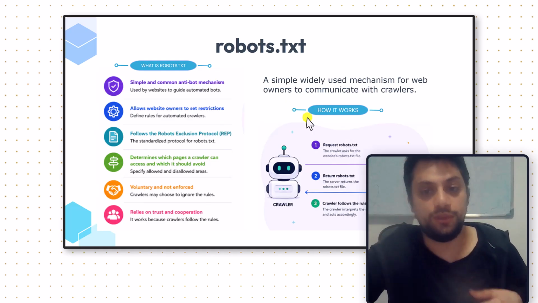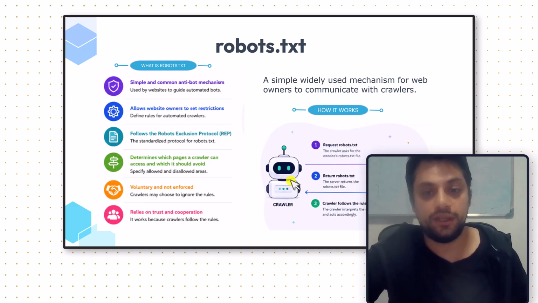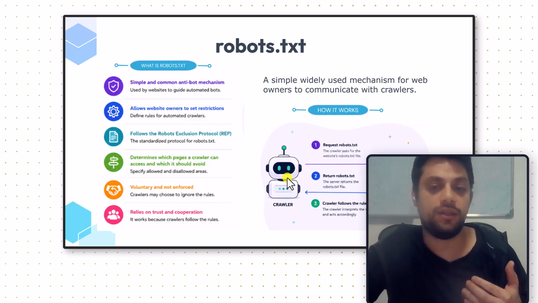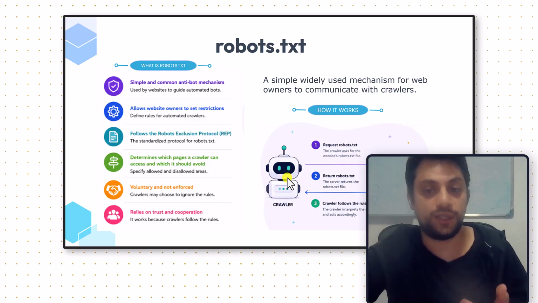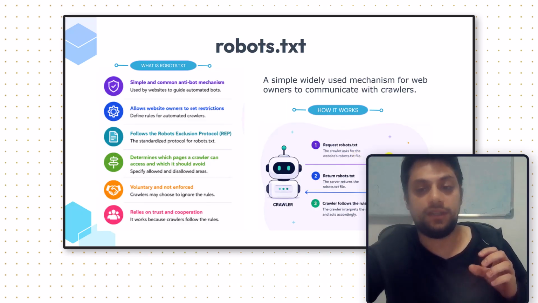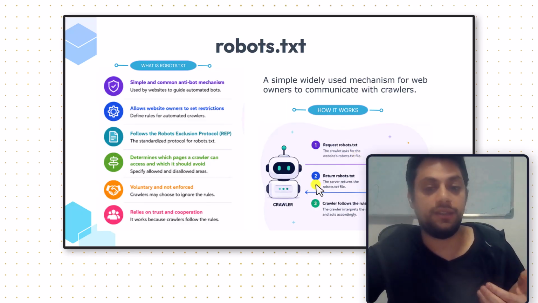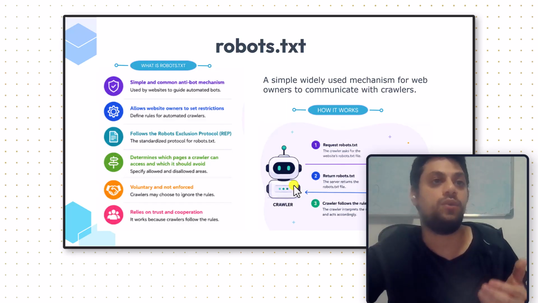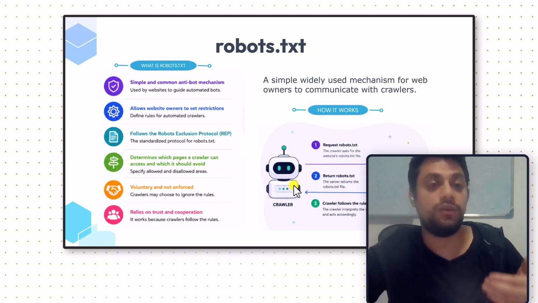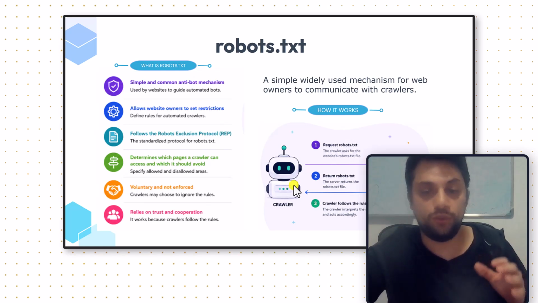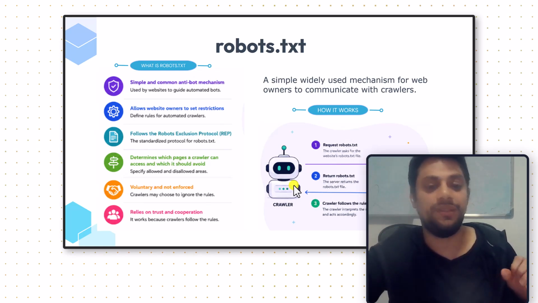So how it works, we can see in here. When a crawler first visits the website, it requests the robots.txt file. Then the server returns the file, and the crawler knows exactly which restrictions it should follow. Then it simply continues crawling the website while respecting the defined rules.